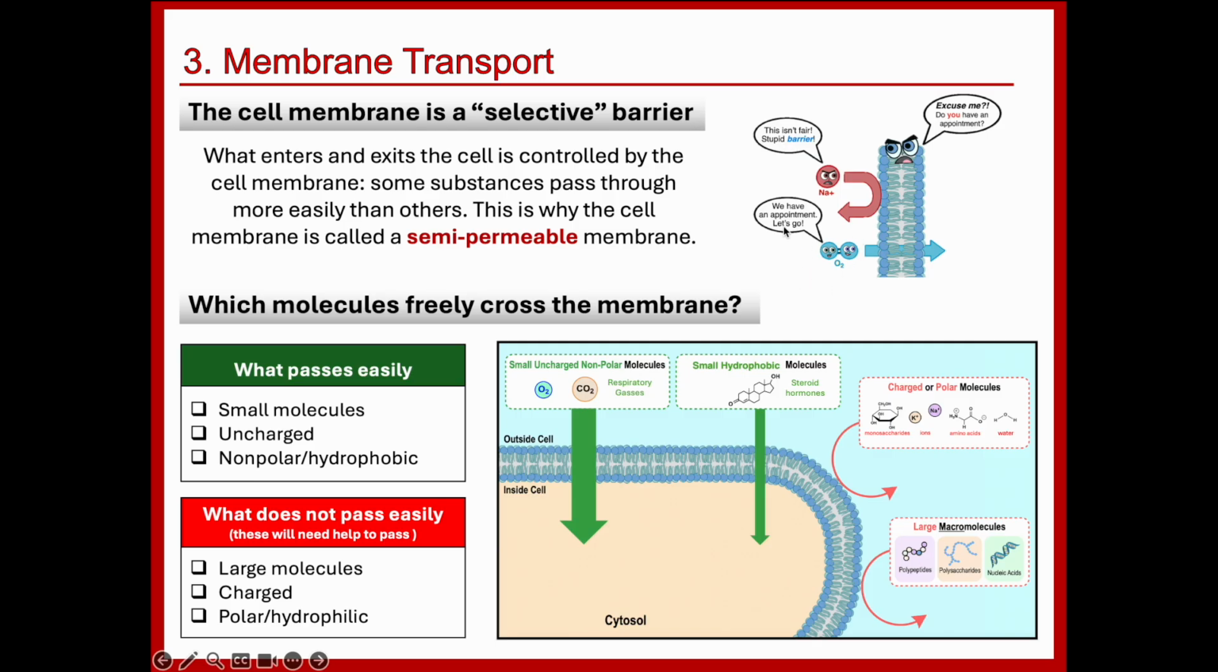Oxygen over here says, "Yup, we have an appointment, let's go." And it just passes right through the membrane, right? So somehow these phospholipids are filtering whether some things come in or not. They're a selective barrier. Some things can go in, like this oxygen, and some things cannot, like this sodium. And this is why the cell membrane is called a selective barrier, but also often called a semi-permeable membrane.